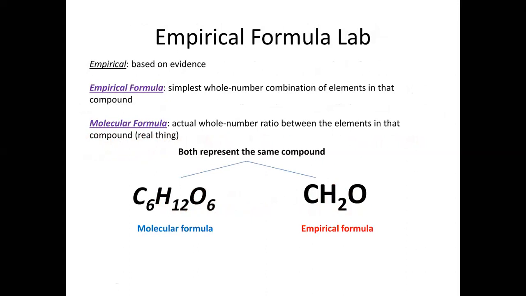Students, empirical formula is based on evidence. The empirical formula is the simplest whole number combination of elements in that compound, while the molecular formula is the actual number ratio between the elements in that compound. Students, I have already sent you the difference between empirical and molecular formula on Google Classroom. You may visit and download it from there, because it's very important and you have to know the difference between these two. Both represent the same compounds.